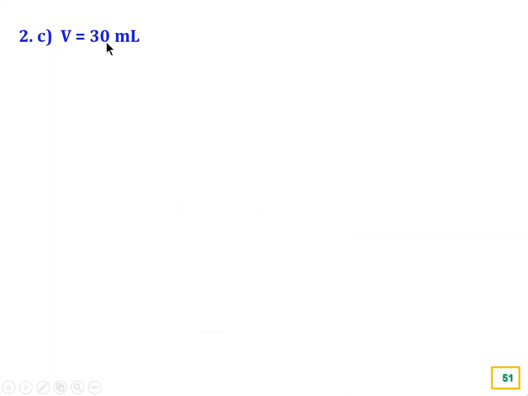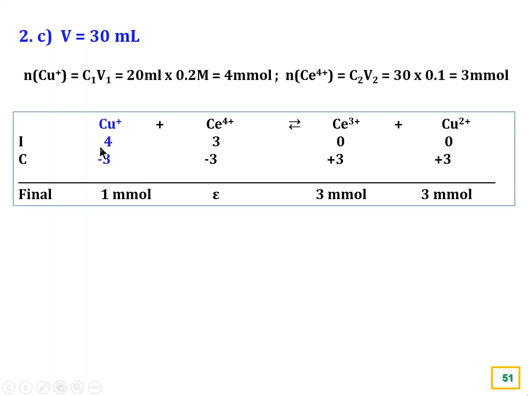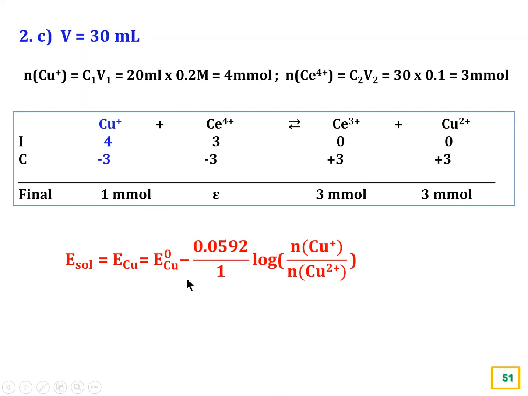For a volume equal to 30 ml, we are before equivalence, so we use the same method. We construct the table of conversion. The number of Cu+ initial is 4 millimoles, and that of Ce4+ added is 3 millimoles. So the reaction at T equal infinity, Ce4+ is limiting, so we have epsilon, 1 millimole of Cu+, and we have 3 millimoles of Cu2+.